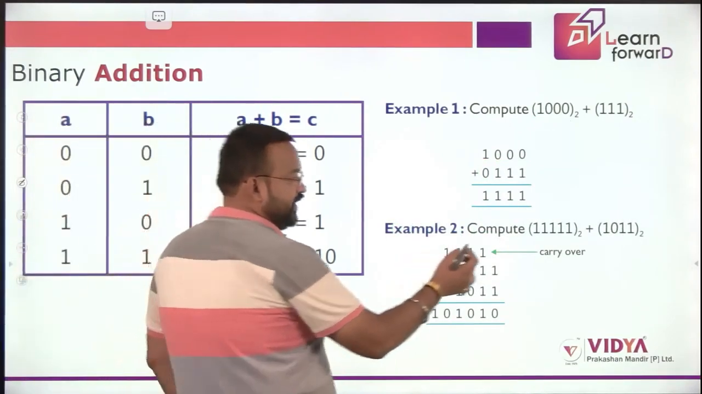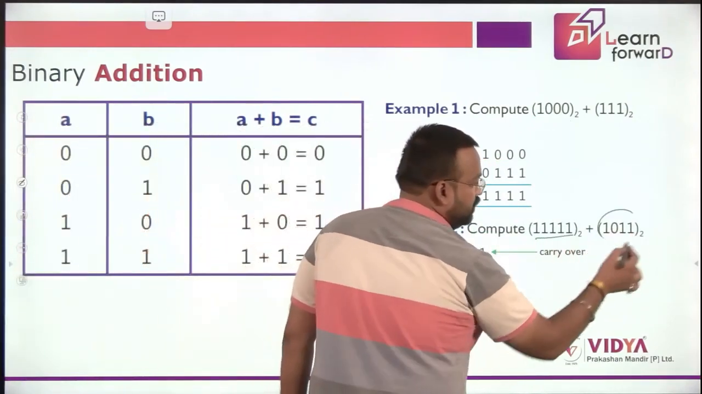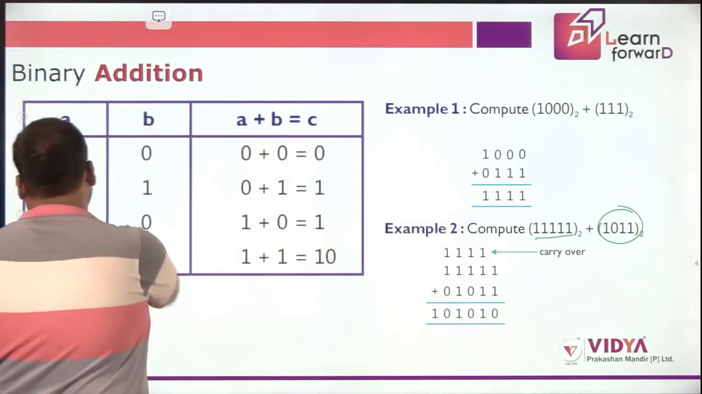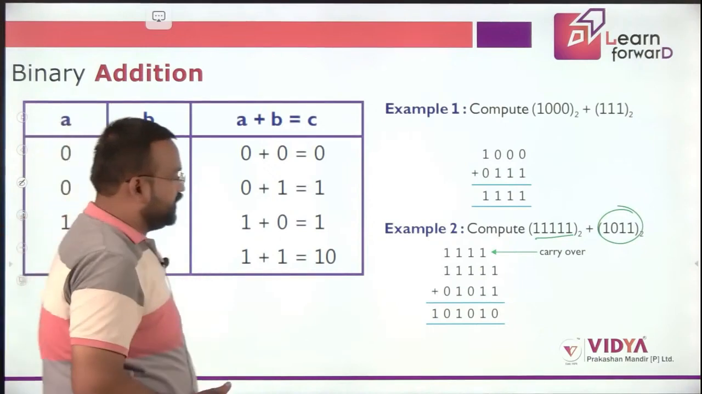In this we have 5 ones and 1011. We have to add these two numbers. So let's see how the addition will take place.